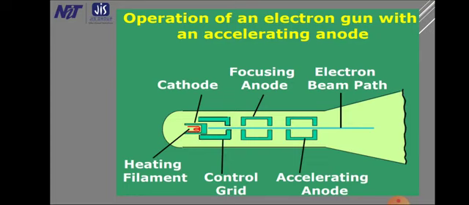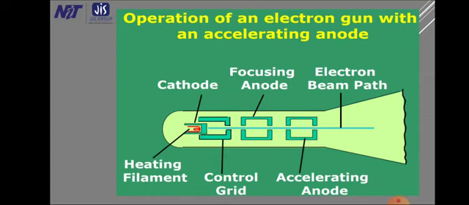This is a typical diagram that illustrates the operation of a CRT based monitor. It shows how an electron gun with an accelerating anode is used to generate an electron beam that is used to display points or pictures on the screen. On the left hand side of the CRT you have a heating filament which is responsible for heating up the cathode element of the CRT, and that is what generates the electrons.